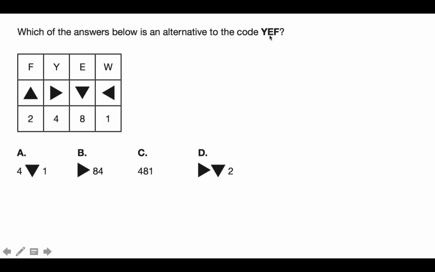Let's have a look at the second one, an alternative to E. So we're looking for any one in the third column. Well, it certainly could be A as well because we've got the downward pointing triangle in there. It could also be B because 8 is in there. It could also be C because 8 is in there. And it could also be D as well because the triangle pointing downwards is in there as well. So we're still left after the first two alternative columns with all four options.